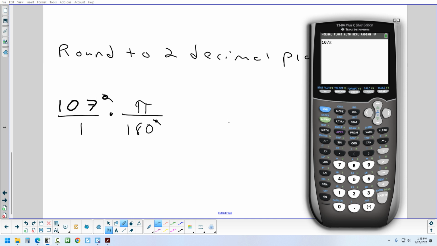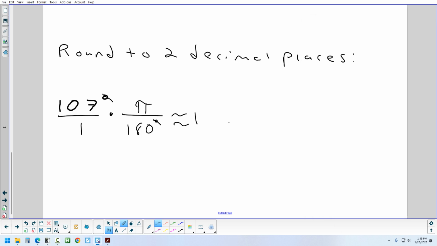So is that 107 divided by pi? No, 107 times pi. The only thing you're dividing by is the 180. And then you just divide that by 180? So 107 degrees is about 1.87 radians.